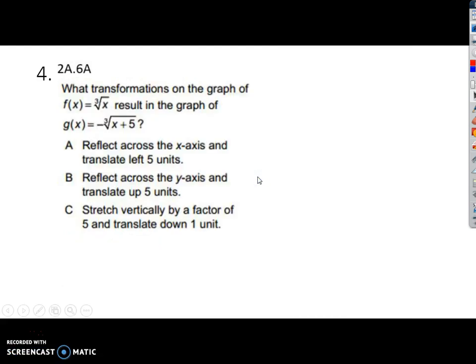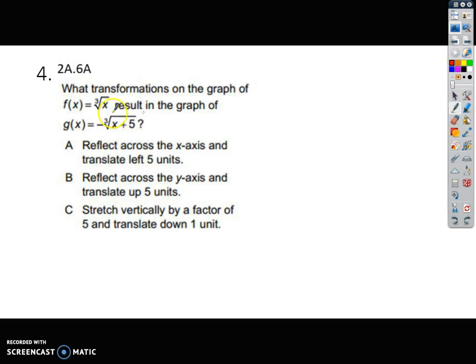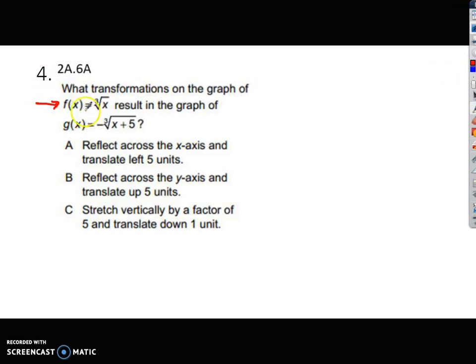What transformations on the graph of f of x equal to the third root of x result in a graph of g of x equal to negative third root of x plus 5? So again, another transformation question. We're looking at what's the difference. If we start off with this one, which is the parent function for the cube roots, and I changed this to that.